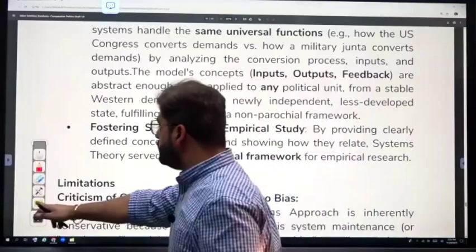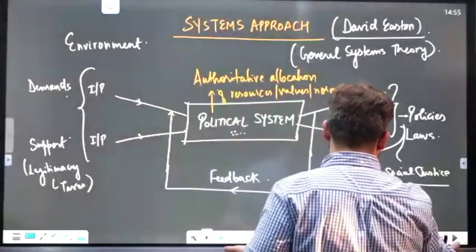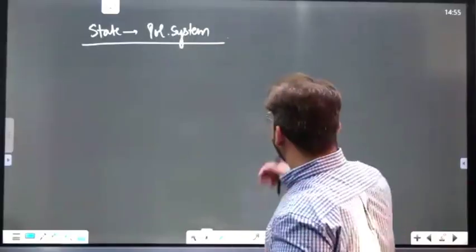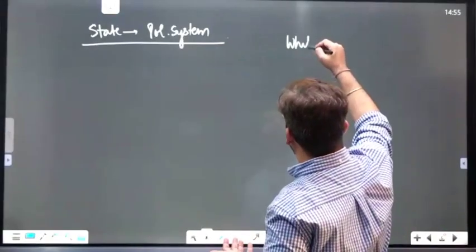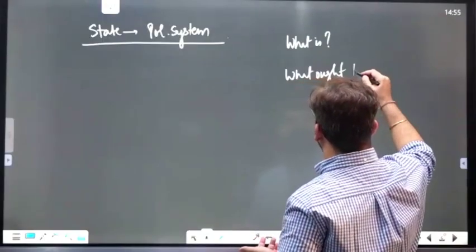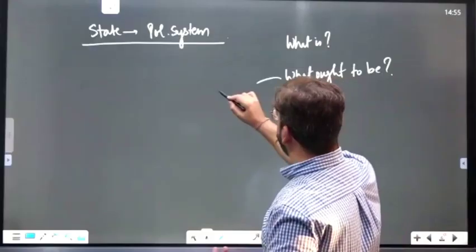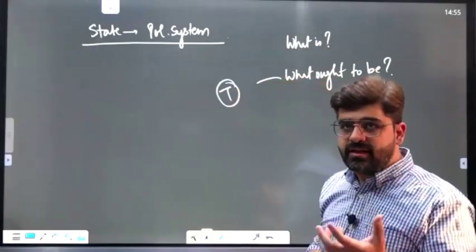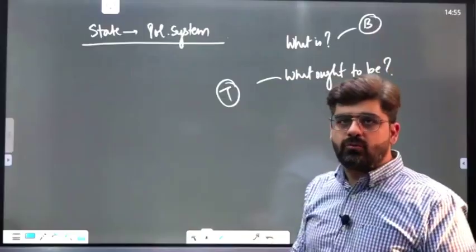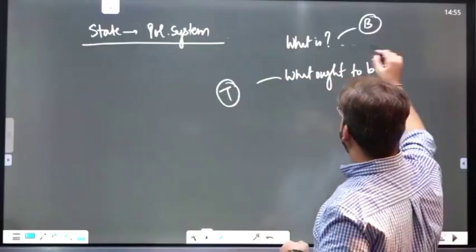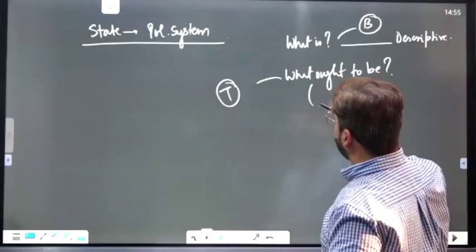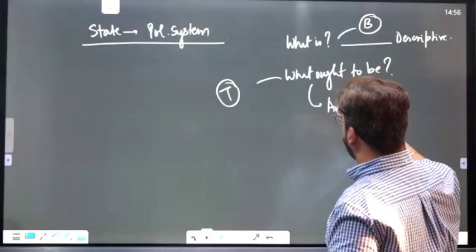Whatever scientific study there is, what does it focus on? Remember the normative and the empirical approaches which we have done earlier. Are you focusing on what is? Are you focusing on what ought to be? So the traditionalists are saying this is the real deal. What the behavioralists are saying is we are focusing on what is. What is is always descriptive, whereas what ought to be is always analytical.